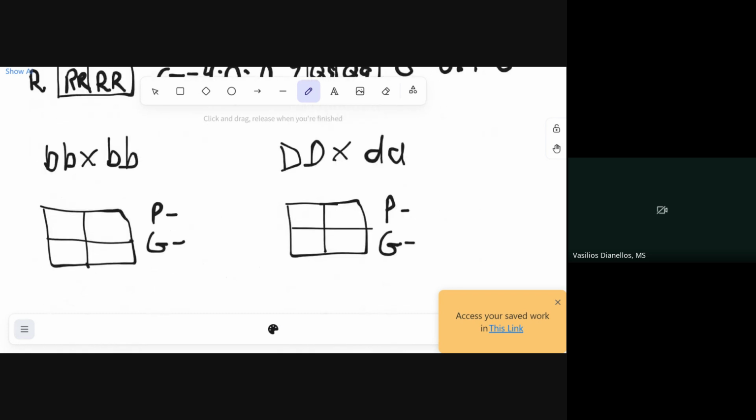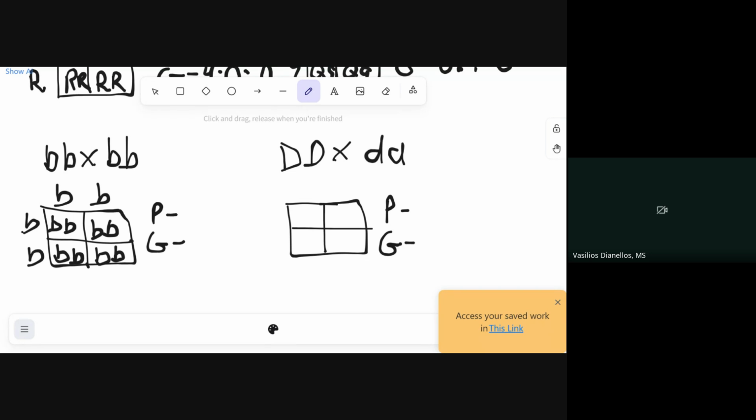Here, this one's going to be also very quick and easy. We have 2 homozygous recessive individuals mating. So a little b for one person, a little b for the other. A little b and a little b come together for each of the four squares.